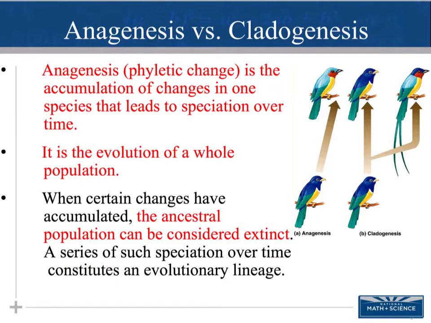Okay, we've already talked about anagenesis versus cladogenesis, but let's go over it one more time. So another way to think of anagenesis is as a phyletic change, and it's an accumulation of changes in one species that leads to speciation over time. It is an evolution of the entire population. So we started off with this bird, and over time, this guy died out or became extinct, and this bird is the replacement. Okay, so over time, we've changed some of our features, and we've become a completely new species, but we don't have two species anymore. We only have one species. This species is alive, and this one is dead.